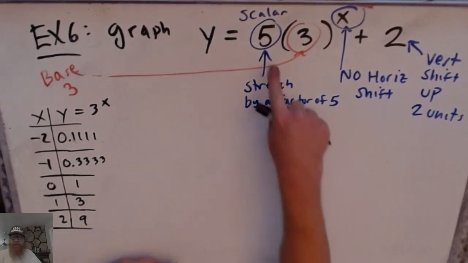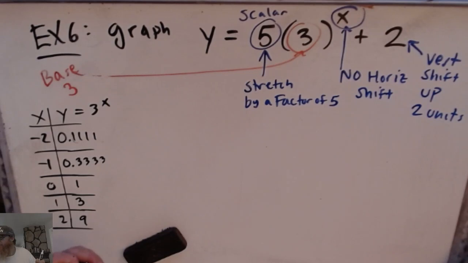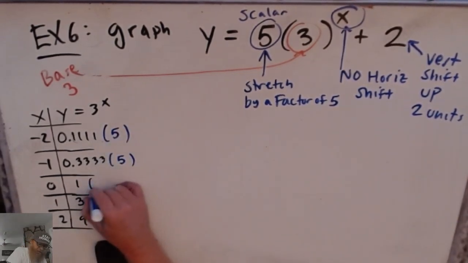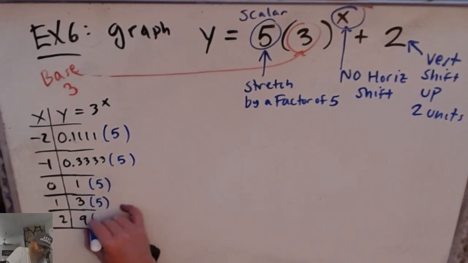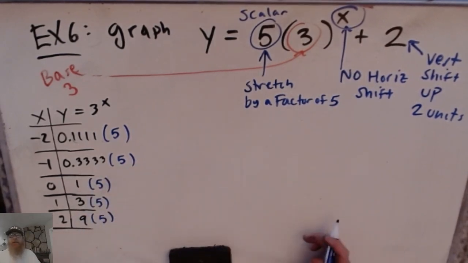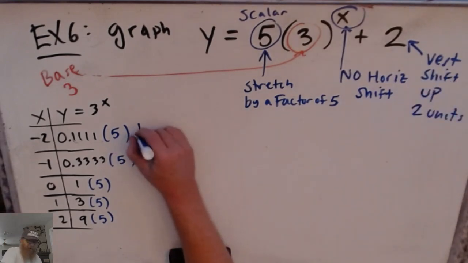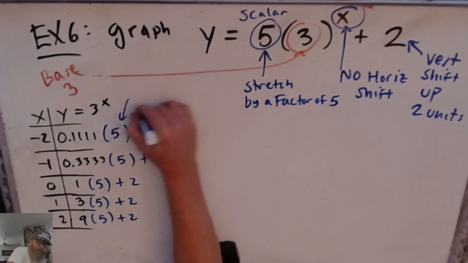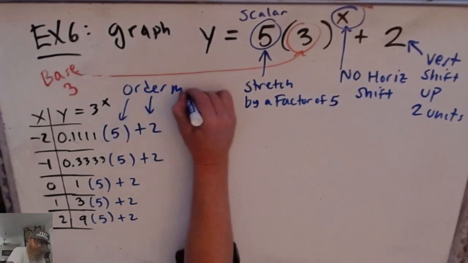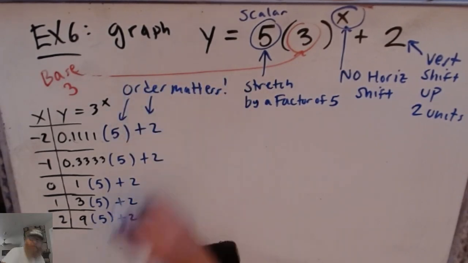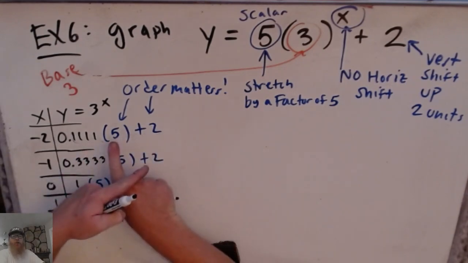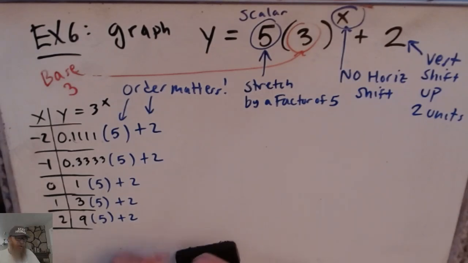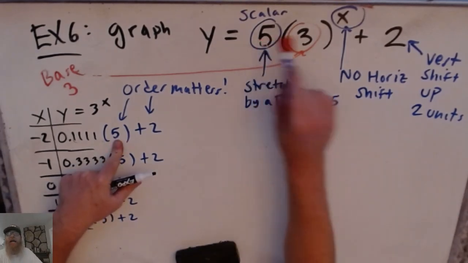Okay. So now we're going to multiply the scalar first. Multiply all the y's by 5. Then we're going to do a vertical shift up 2 units. Be careful, the order matters. If you accidentally switch the order and do the +2 and then the ×5, you're going to get it wrong every time. So you got to multiply the scalar first and then add the 2.